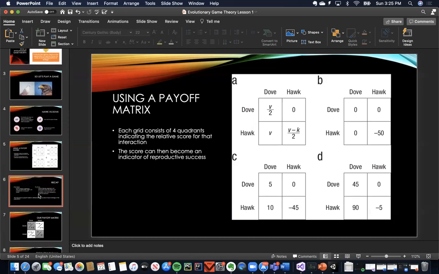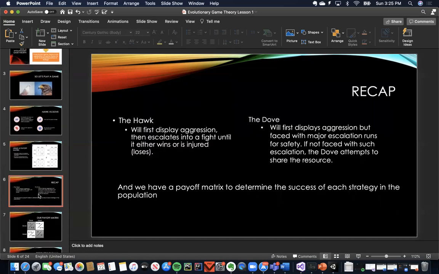Now, I'm just going to cover one more slide before we head straight into the interaction. Again, we have the hawk and the dove. The hawk is going to be a creature that displays aggression. And then to give a more real world context behind it, because I think that's really important, it's the creature that escalates into a fight until it either wins or is injured.